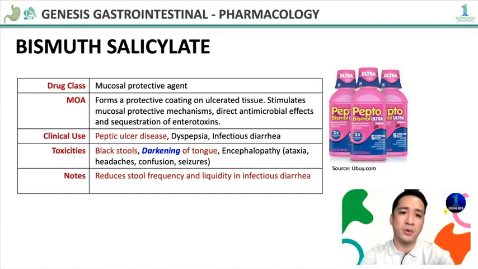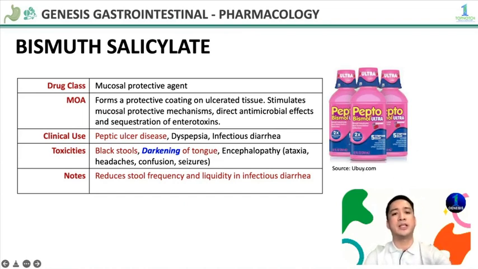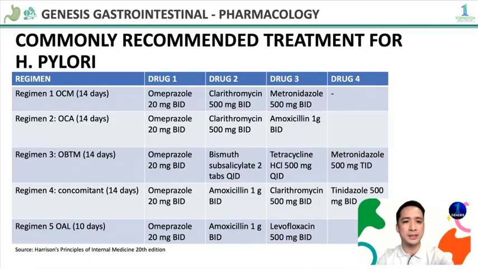Also works as a mucosal protective agent. It forms a protective coating on the ulcerated tissue. It will stimulate the mucosal protective mechanism. It will direct antimicrobial effects and sequestration of enterotoxin. Hence, it's one of the medications used in the management of H. pylori infection. Toxicities include darkening of the tongue and your black stools. So that's your bismuth salicylate.